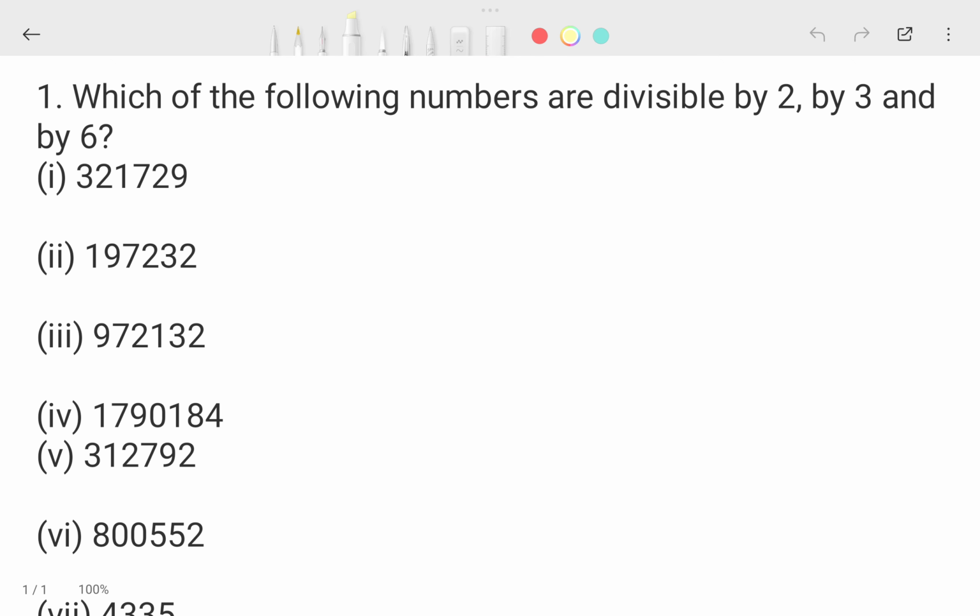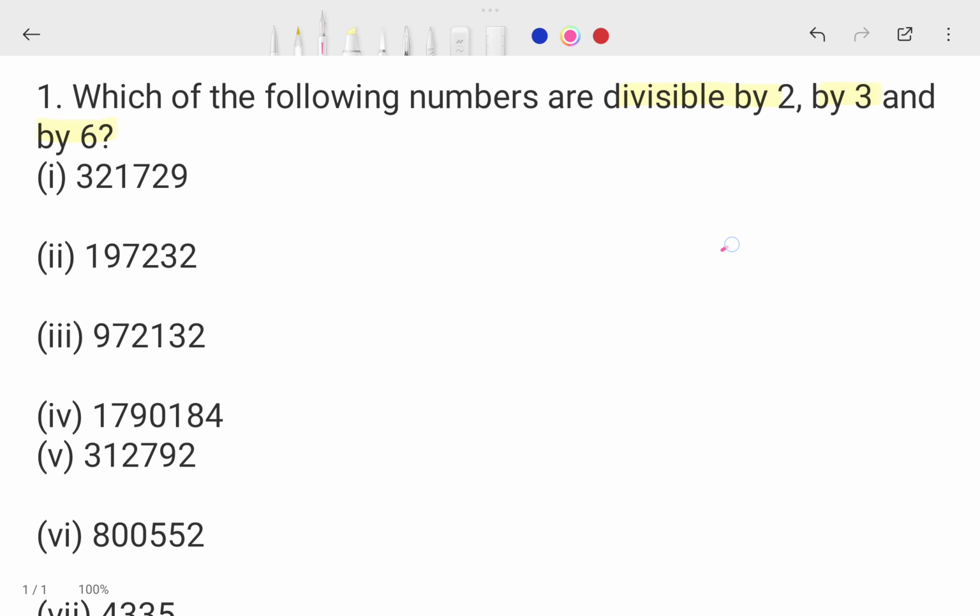The first question is: which of the following numbers are divisible by 2, 3 and 6? So we have to check these numbers. Is it divisible by 2 or not? Is it divisible by 3 or not? Is it divisible by 6 or not? Before I solve this one, I will give you some examples and teach you how you can understand it, then I will move to it.